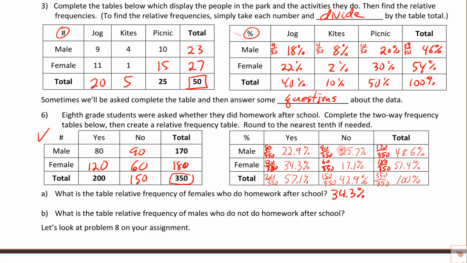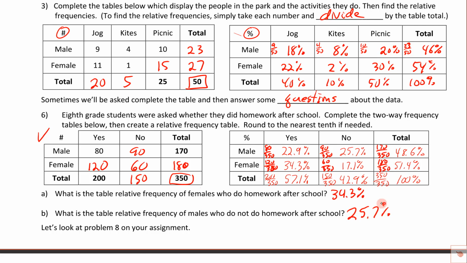It says, what is the table relative frequency of males who do not do homework after school? So males who do not do homework after school. So that's going to be this number right here. Again, this is why we call them two-way frequency tables, because there are two ways to describe these people. They're male and they said they didn't do homework after school. So that's going to be 25.7%.